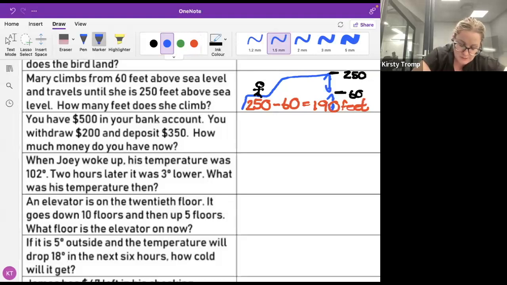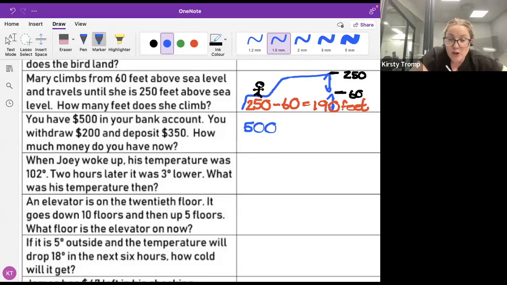So, two more questions. You have $500 in your bank account, you withdraw $200, and you deposit $350. How much money do you have now? Okay, so let's read through what you do. First of all, you start with 500. We're going to do a little bit of EMS here, so we're going to mix some EMS with some maths.